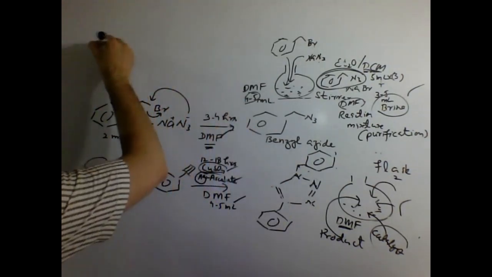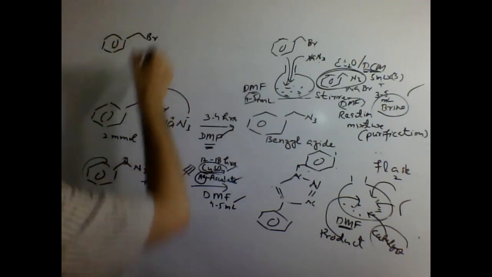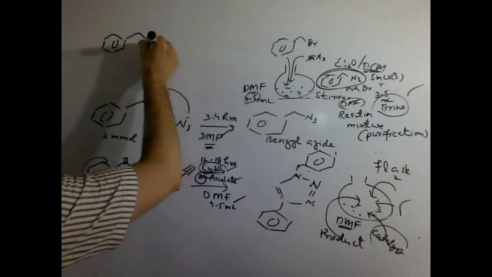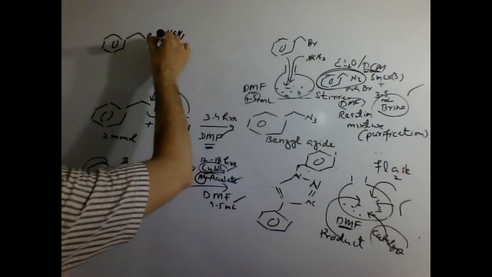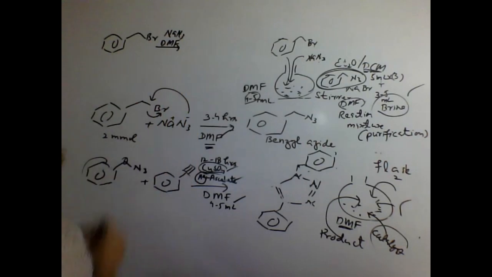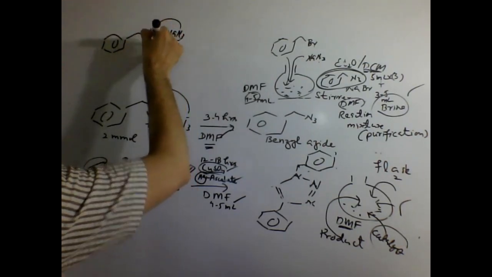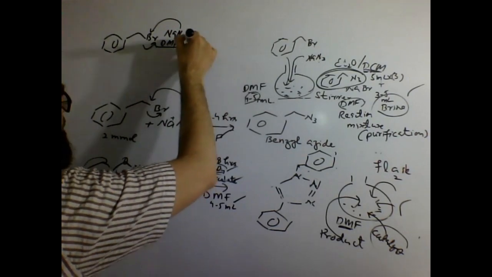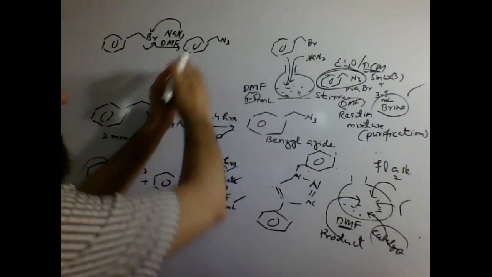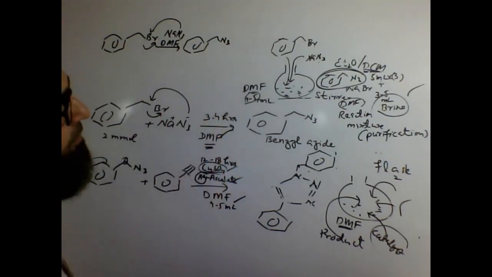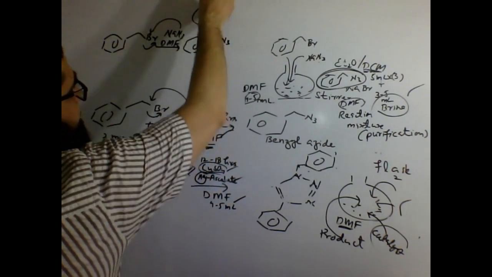What they did, they started off as usual. They took benzyl bromide, they put in sodium azide using DMF, 4 to 5 ml, and let the reaction run. It is displayed as a nucleophilic substitution reaction. So benzyl azide was formed. They did not purify at this step. This was present in the flask.